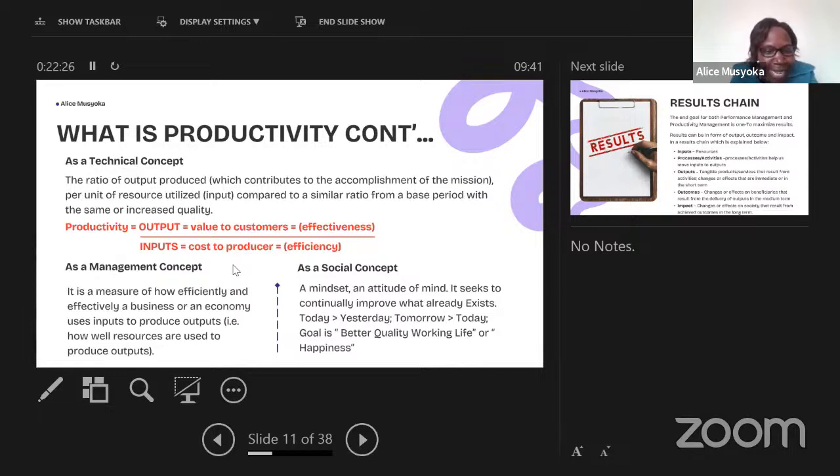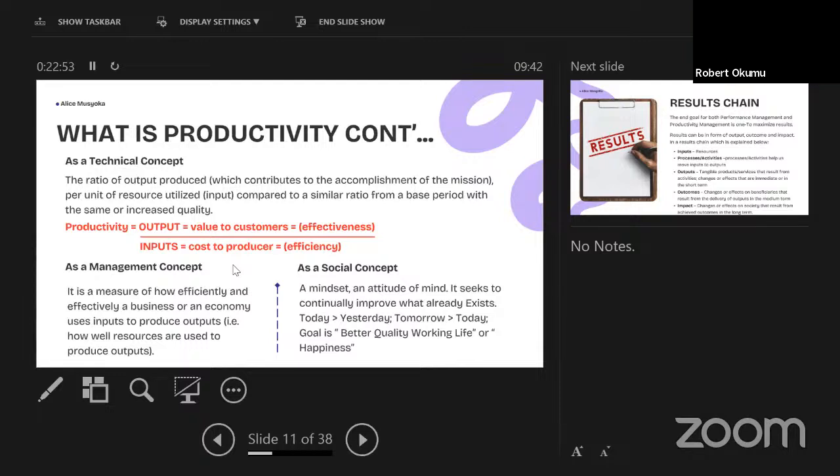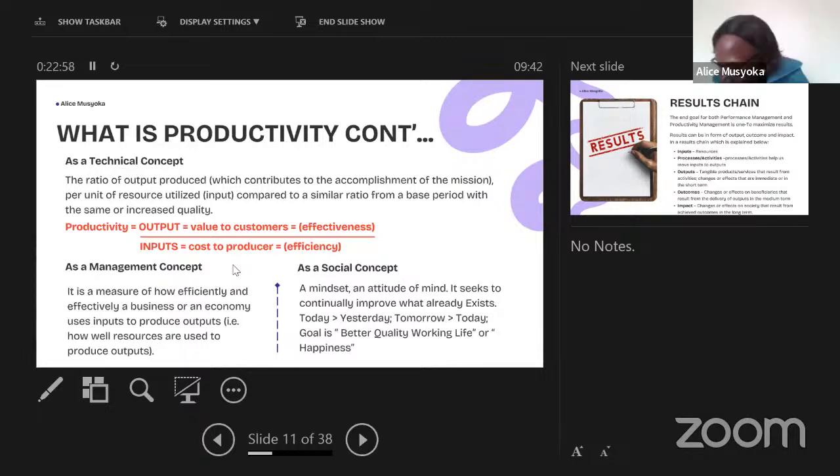Output. If someone is in a manufacturing sector or industry, an output could be even a loaf of bread if someone is manufacturing loaves of bread, or it could be what? Any goods that are produced can be an output. And in service industry, sorry, come up. Yes, I wanted to say that even the customer service would be an output.